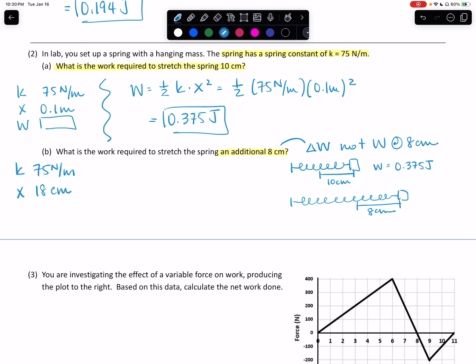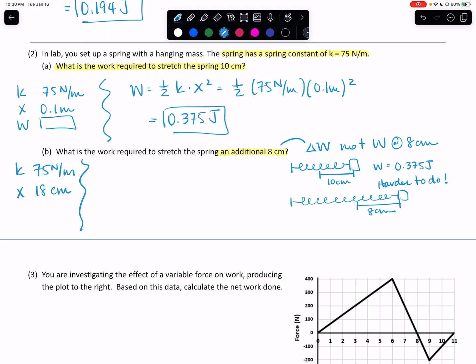So this is going to be harder to do, which means we can't just calculate it for 8 centimeters and call it good, because that value would only be for starting from our original position and going out 8, not being at 10 centimeters and then going out to 18. It's very different, so you have to be careful.